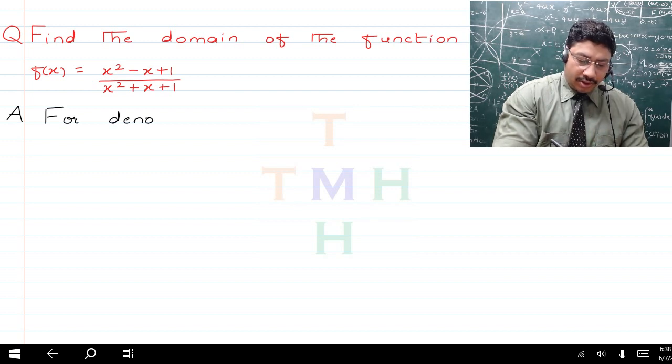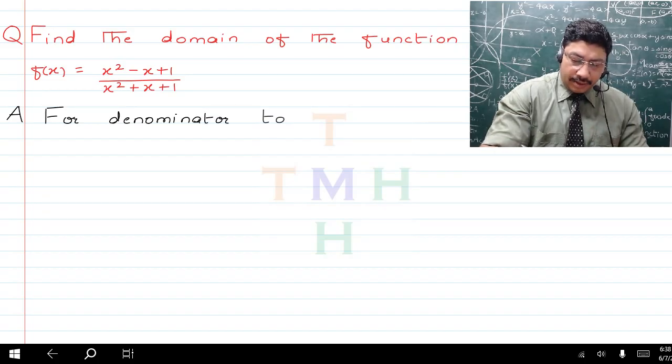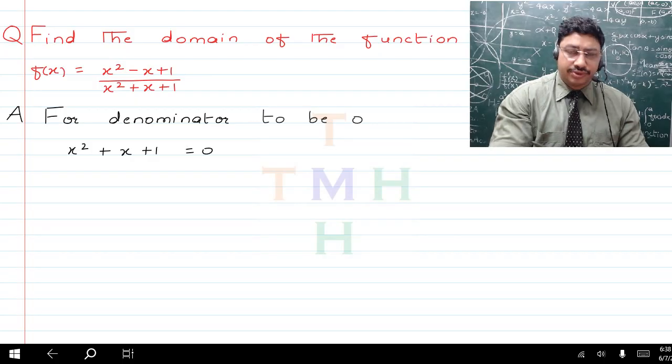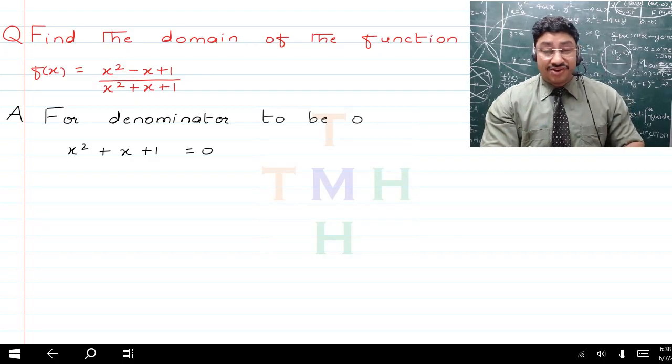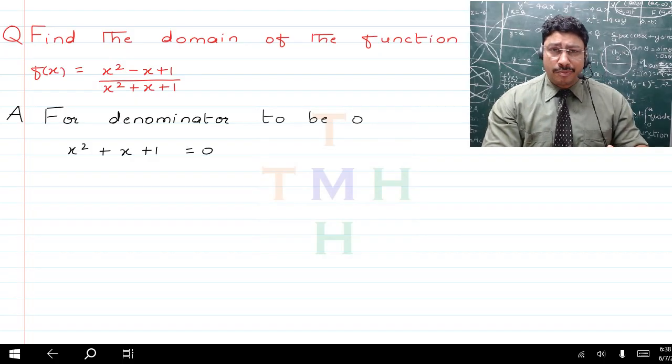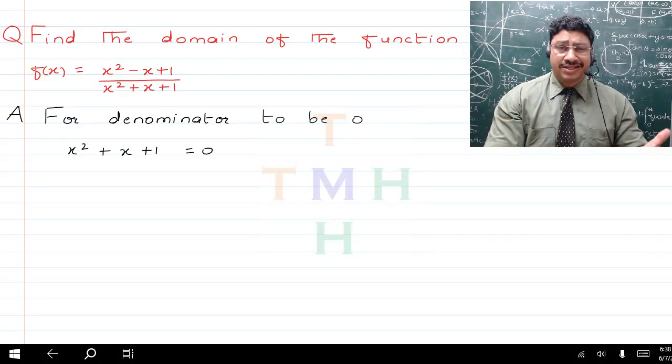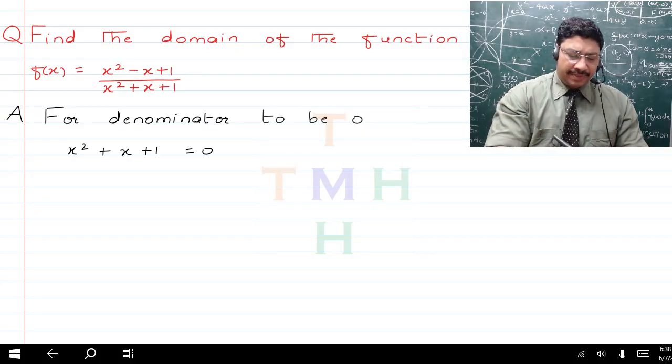So we will say that for the denominator to be 0, we should have x square plus x plus 1 equal to 0, right? Now children, we will try and see whether this is 0, or probably some positive number, or some negative number.